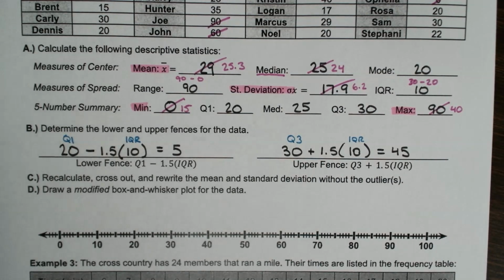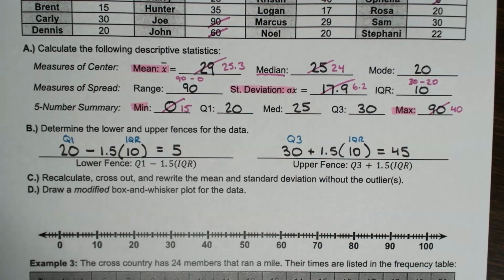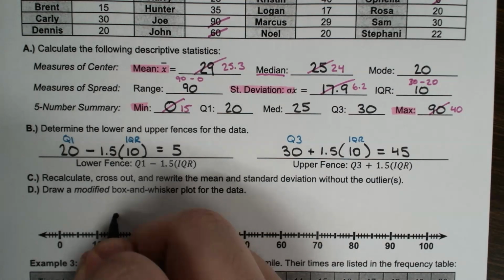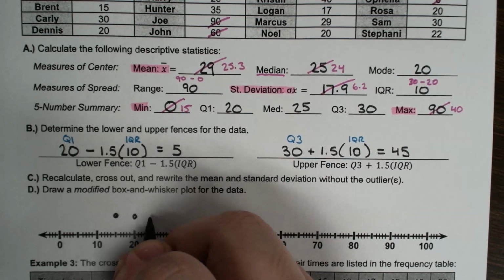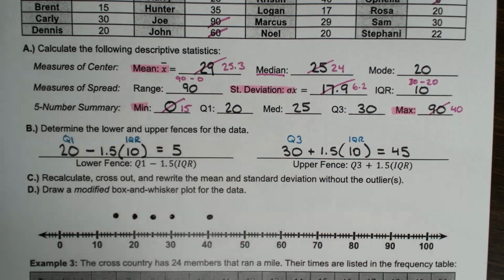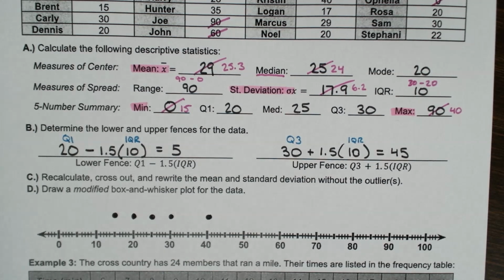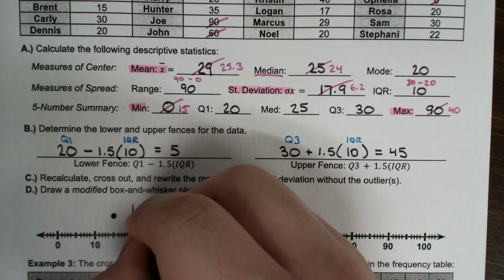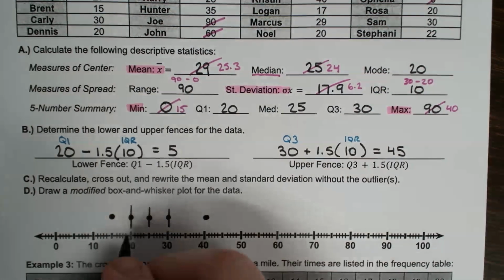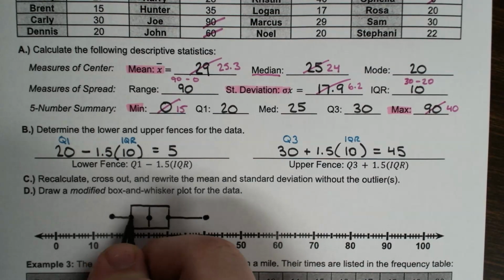Part D, I know on the front we drew both box plots. We're just going to draw the modified one after we cut out these outliers. So, plot a point above 15, and above 20, above 25, above 30, and above 40. Your 3 vertical bars there. And connect your whiskers.